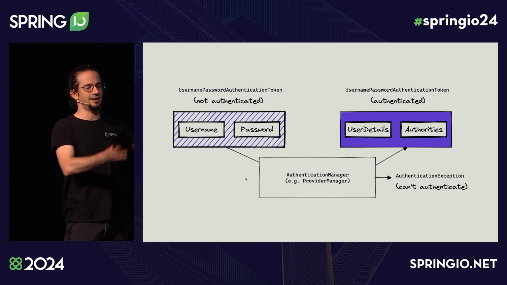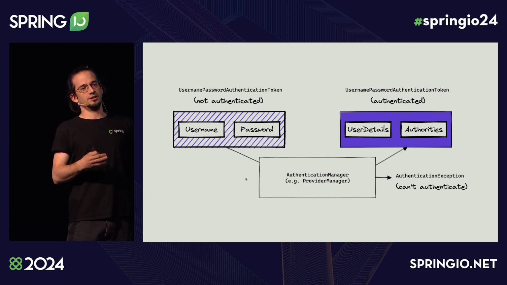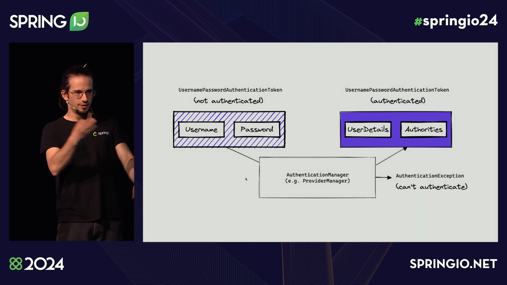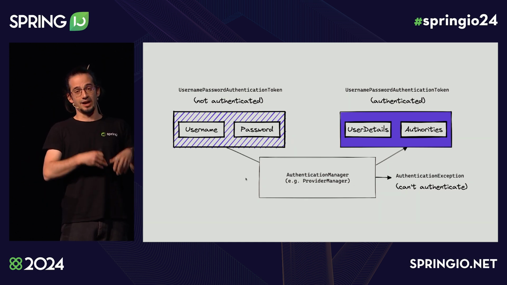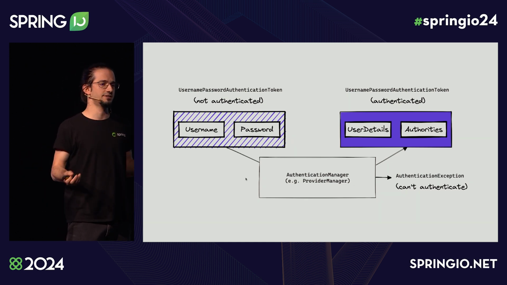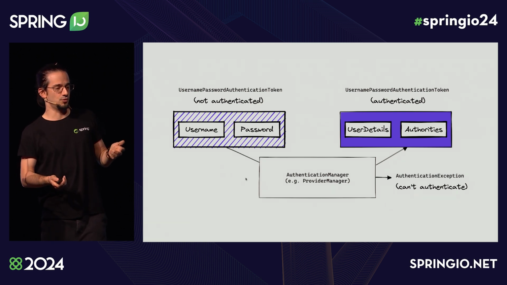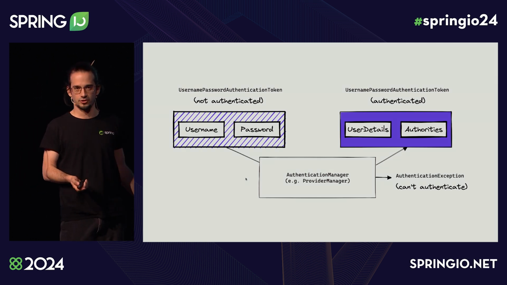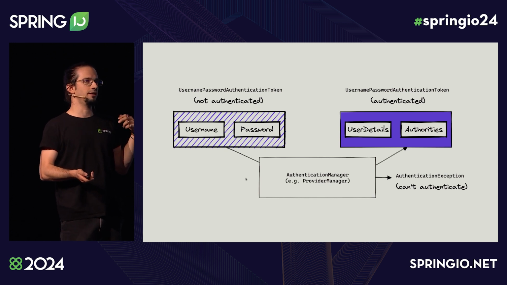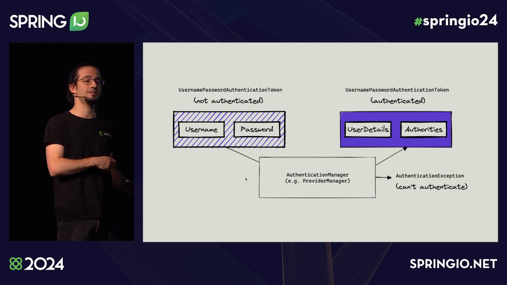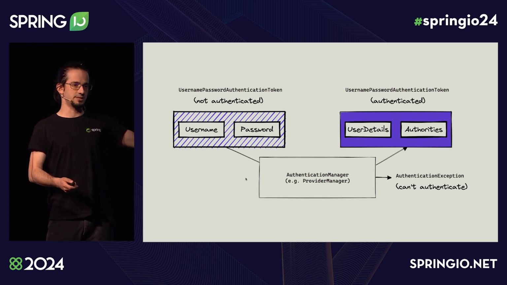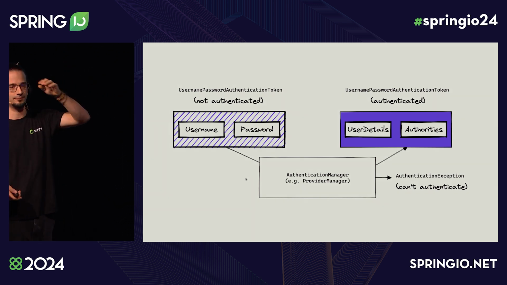And if the user exists and the password is correct, it produces an authenticated version of the username password authentication token. In that authenticated version, I have more than just the username. I have the user details, my email, my birthday, my fruit preferences, my roles or authorities, and isAuthenticated is true. If something is wrong, for example the password is incorrect, or the user doesn't exist, it's not in my database yet, then the authentication manager rejects the request and throws an authentication exception: can't authenticate.